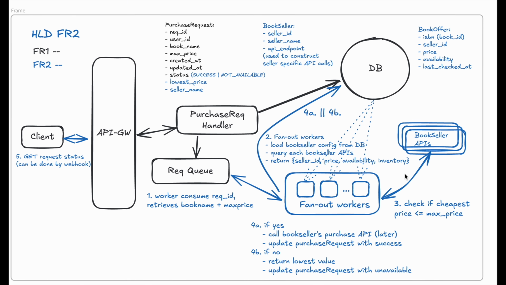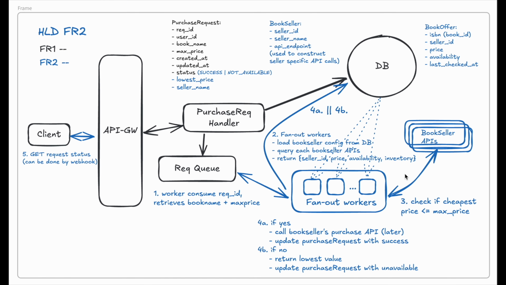Let's come to our design diagram for functional requirement number 2 based on the previous functional requirements. Here's our workflow. So once the purchase request is enqueued from functional requirement number 1, the system kicks off seller resolution via a backend worker. So step 1, the worker consumes the request ID from the request queue. It retrieves the associated purchase request and book name.